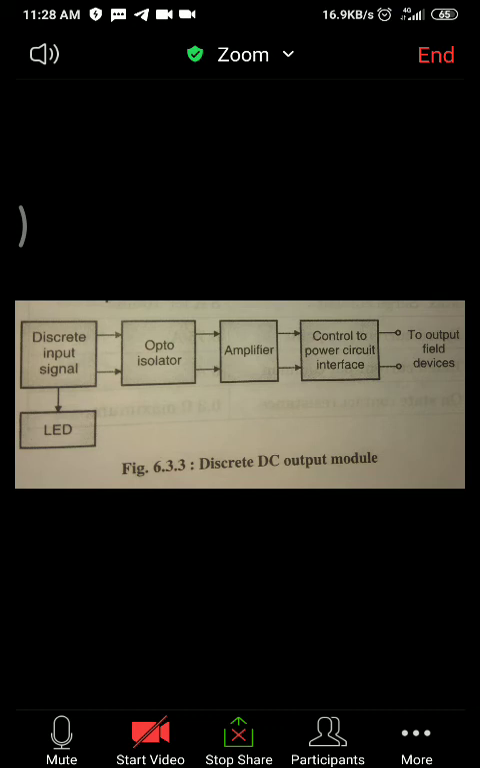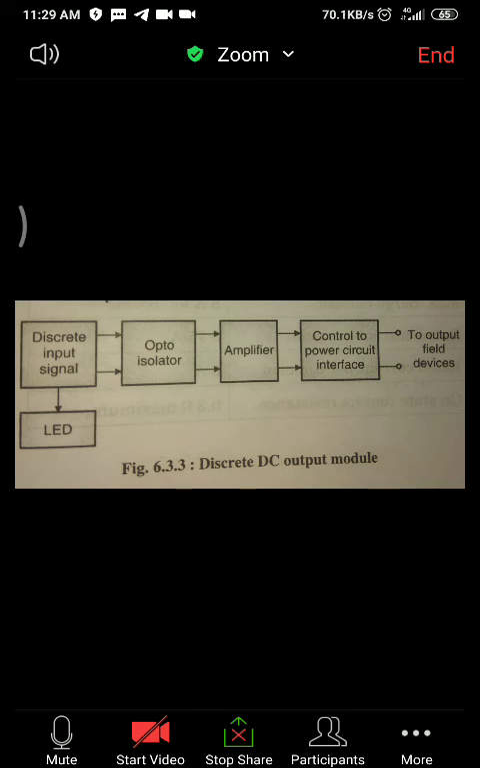So you can see this circuit block diagram. This is the discrete output module. So here you can see that the signal from CPU is given first to the discrete input signal. Discrete input signal will check the status of the logic, whether it is 1 or 0. If it is 1, then the LED will be on.